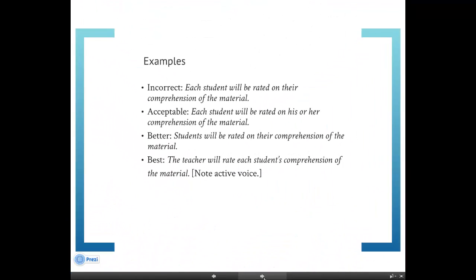Incorrect. Each student will be rated on their comprehension of the material. Acceptable. Each student will be rated on his or her comprehension of the material. Better. Students will be rated on their comprehension of the material. Best. The teacher will rate each student's comprehension of the material. Note that this example also uses active voice rather than passive voice.